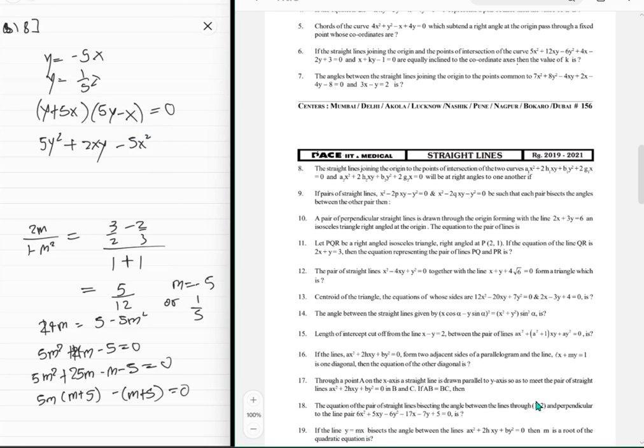Or we could have got the same thing from this equation directly as well, right? But yeah, wait, it's 24. Why did I write 2? 24xy because 25xy. So that is it. That's it. It's the pair of straight lines.